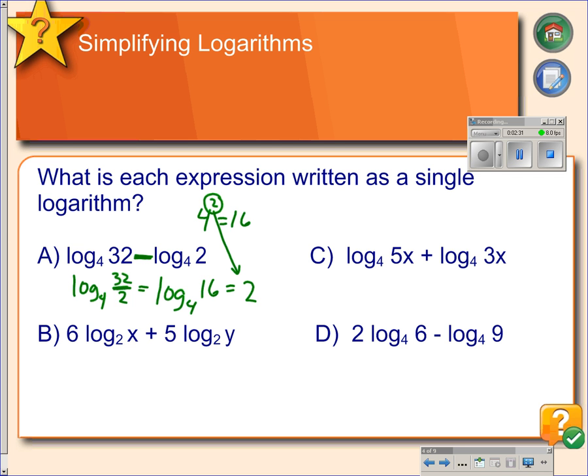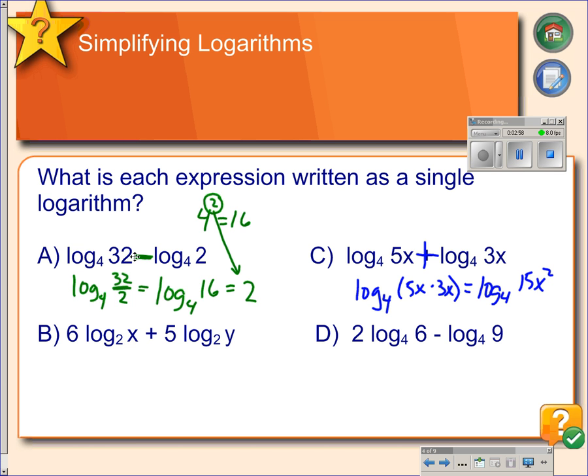In example C over here, we have an addition sign. Addition goes to multiplication. So if we take these 2 logs and condense them into one log, it would be 5x times 3x. So it's going to give us log base 4 of 15x squared, taking the 2 logs and condensing them down to one log.